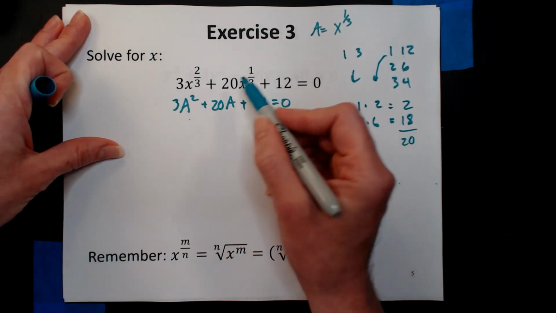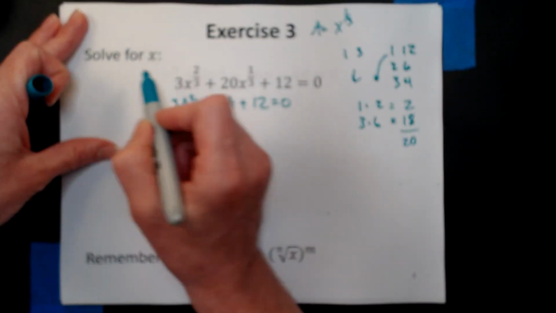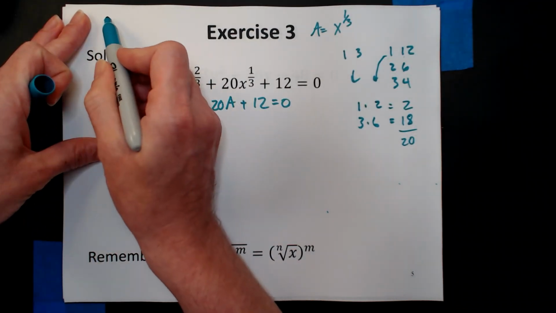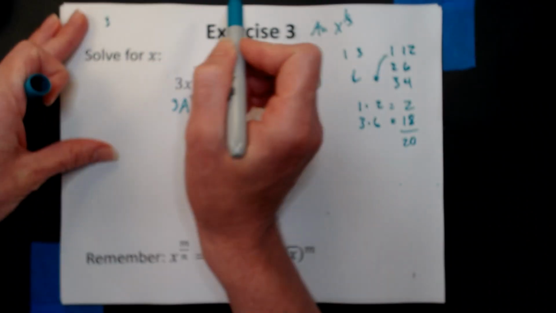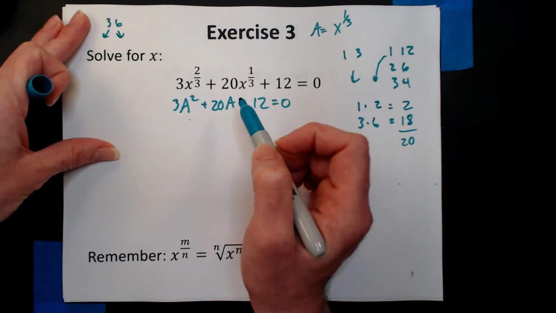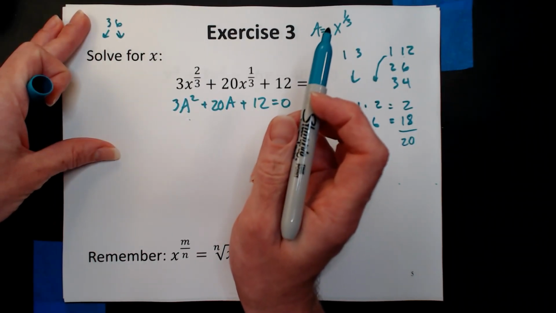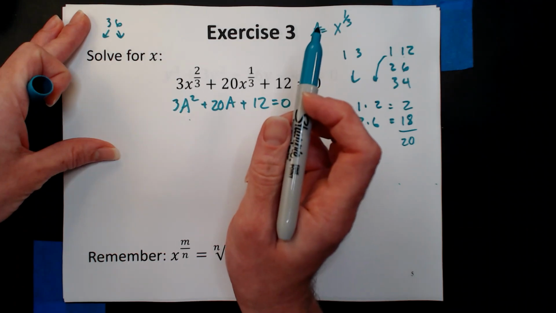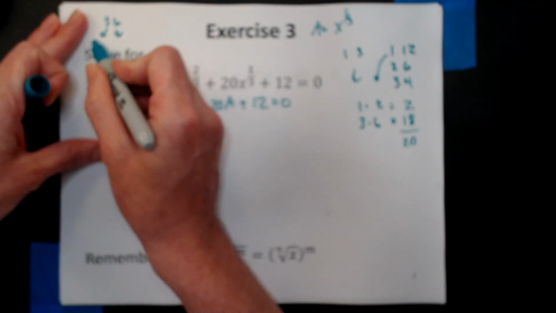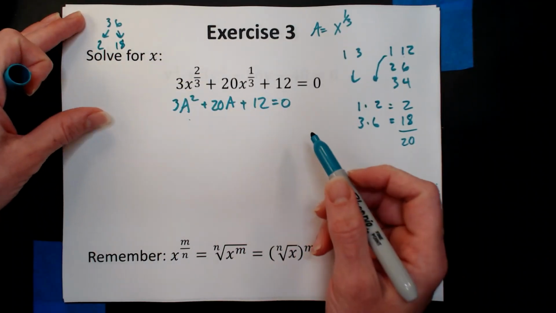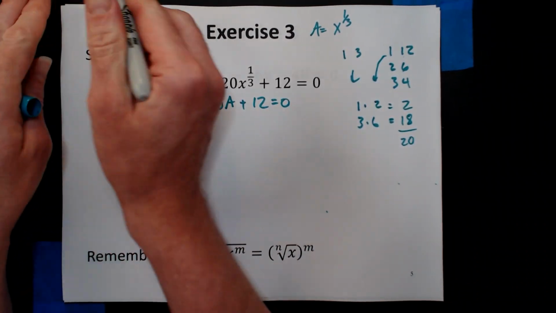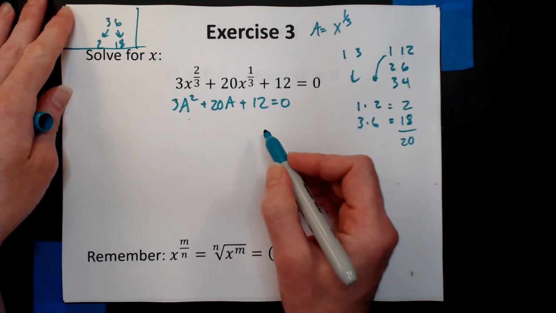Once again, you can do it by the AC method and say I'm looking for the factors of 3 times 12, which is 36. The factors of 36 that will add to give you 20 would be, I'm trying to think of this off the top of my head, 2 and 18. Those will give you 20. And you could do it that way as well. If the AC method worries you or confuses you, don't worry about it.